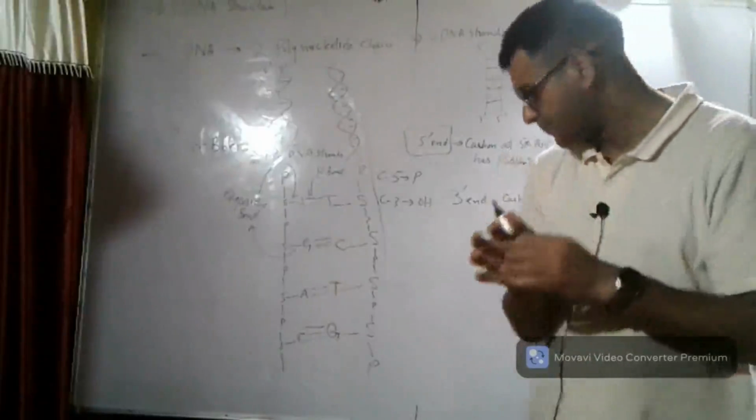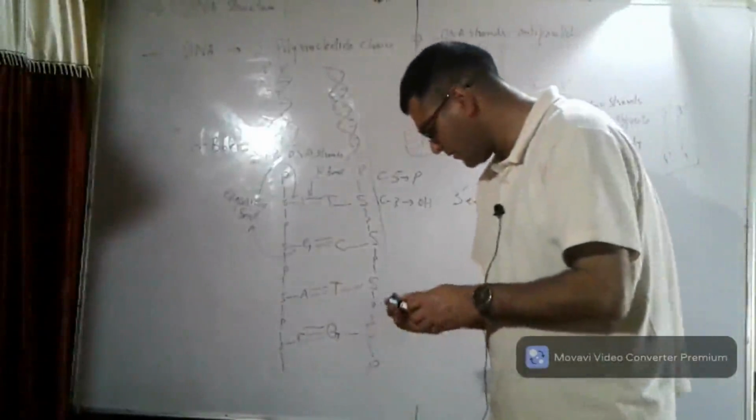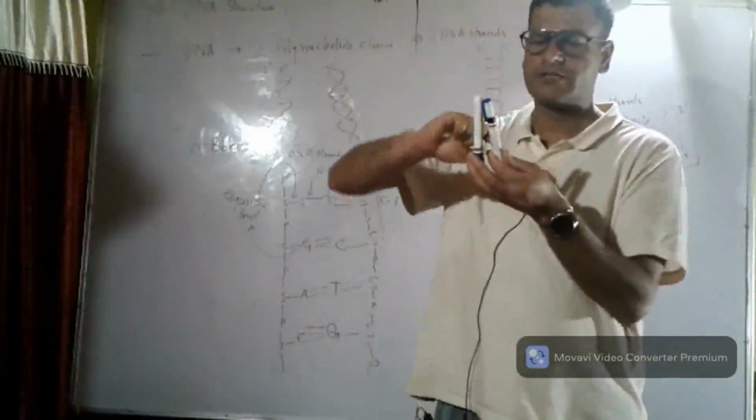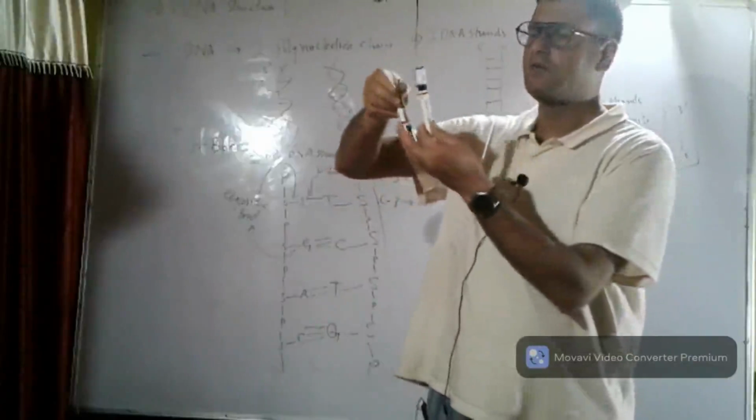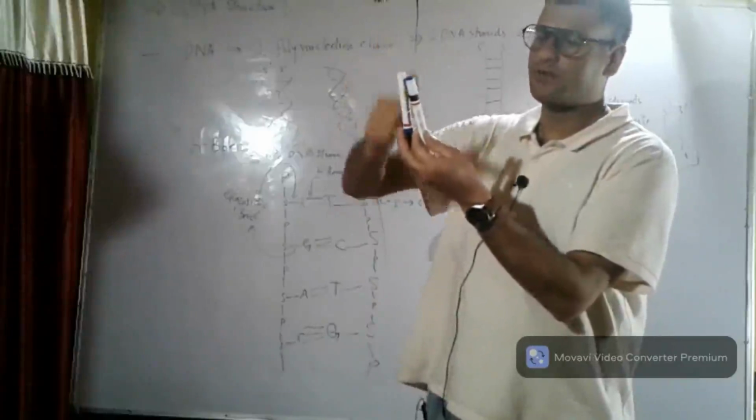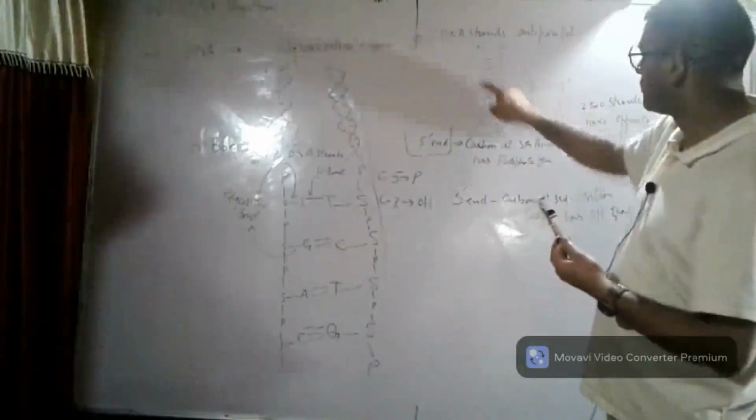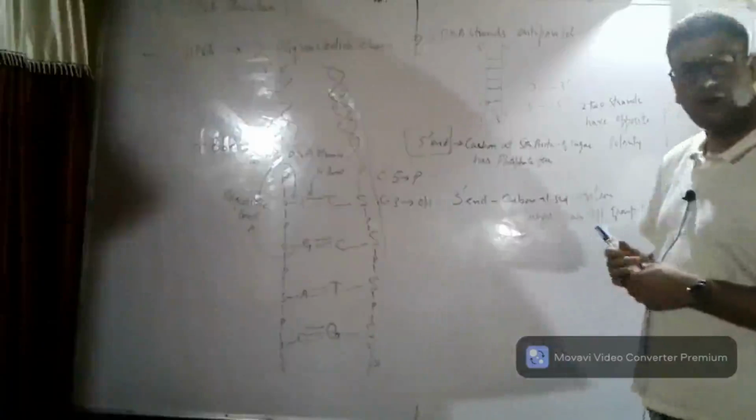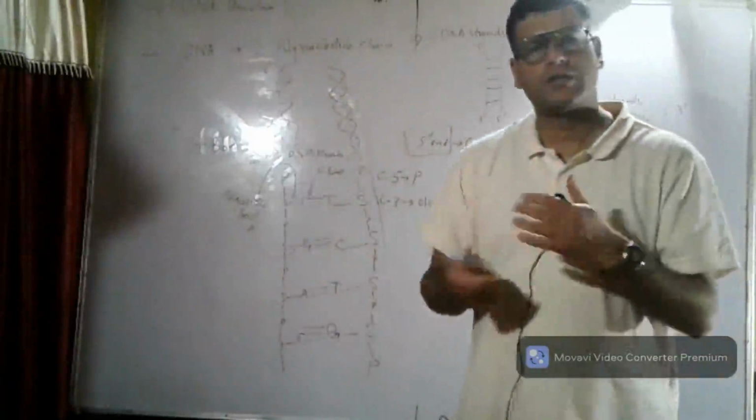That means one strand, if these are two strands, one strand runs in the 5 dash to 3 dash direction, another strand runs in the 3 dash to 5 dash direction. This is 5 dash to 3 dash direction and 3 dash to 5 dash. Why is it so? Why are the two strands antiparallel?